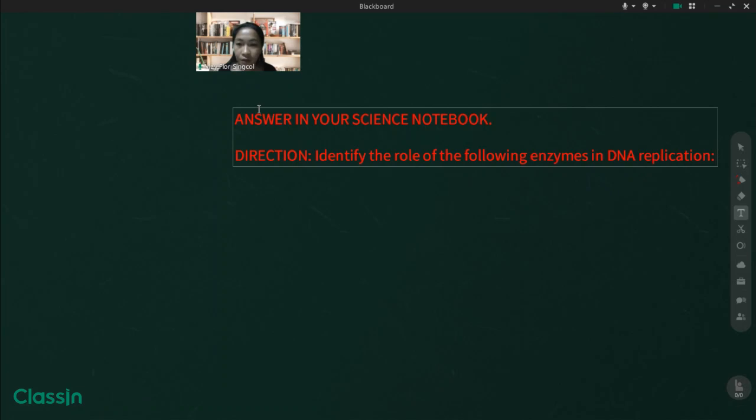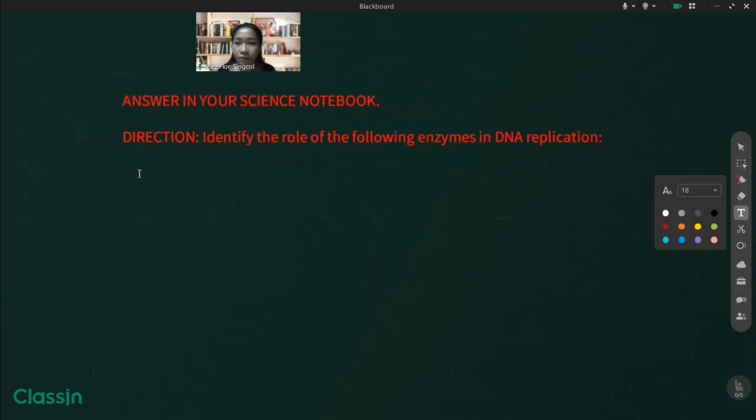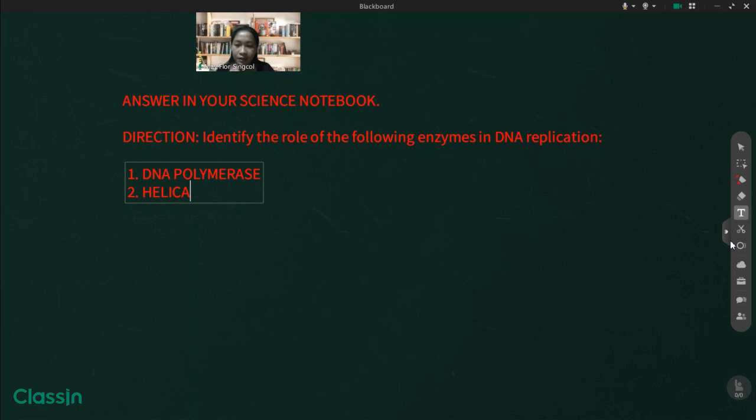Okay. One is DNA polymerase, two is helicase, three is ligase. Kana lang. Okay, these three. Okay, answer this in your science notebook. Deadline would be next meeting.